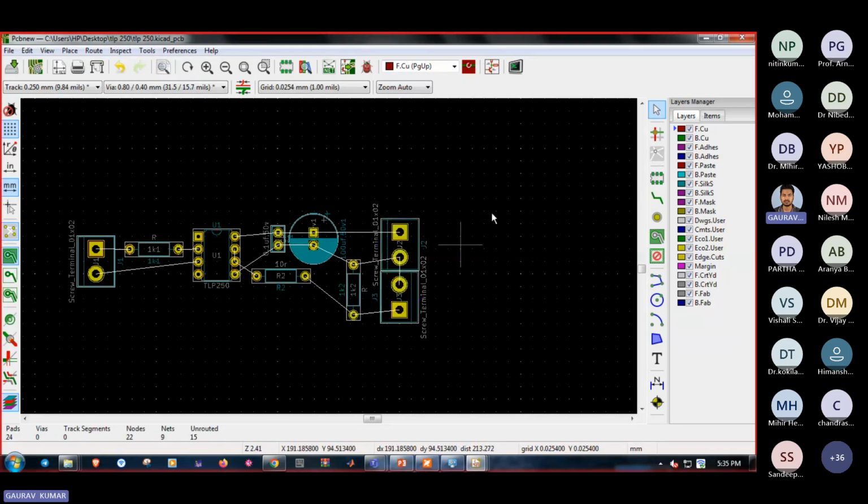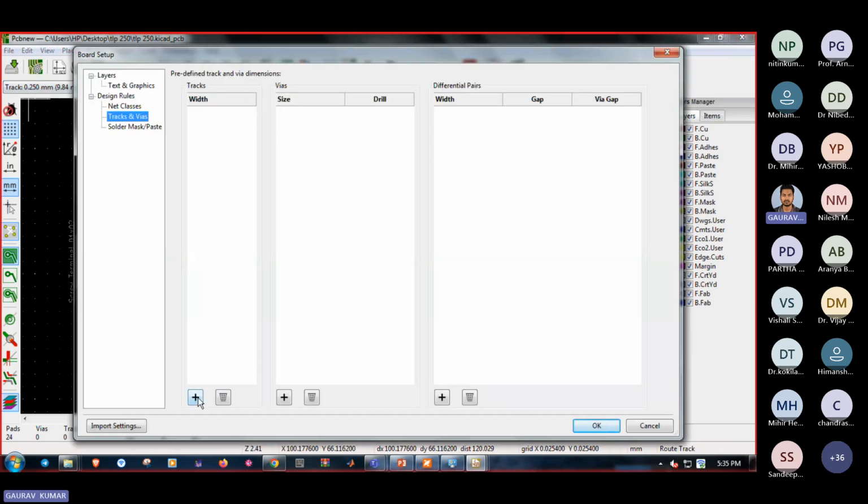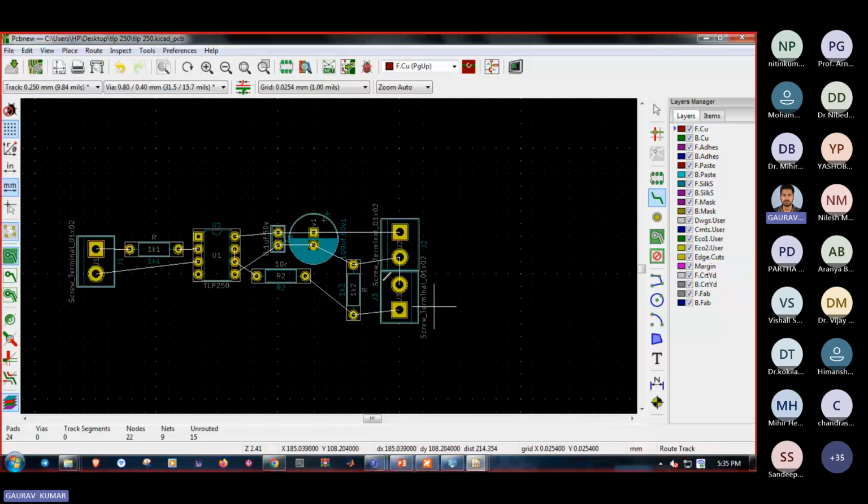Now you have to connect all these with copper traces. So you need to set the copper width here. I'm using a 1.5 mm copper width. So you have to first add 1.5 mm copper width. You have to press OK. Then 1.5 mm is selected.